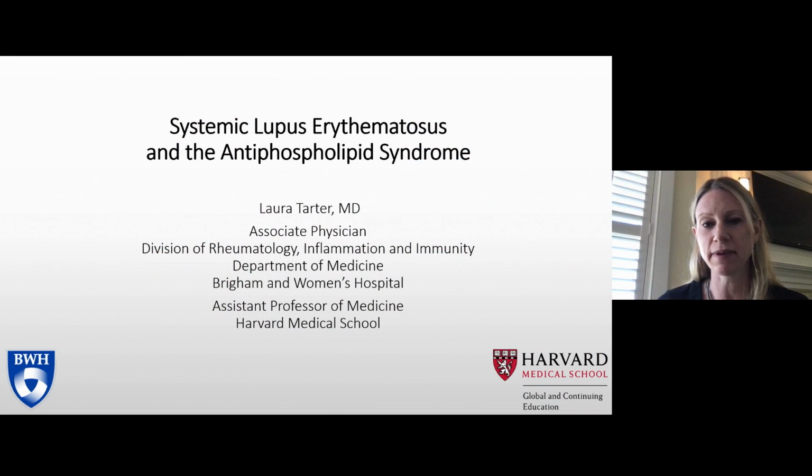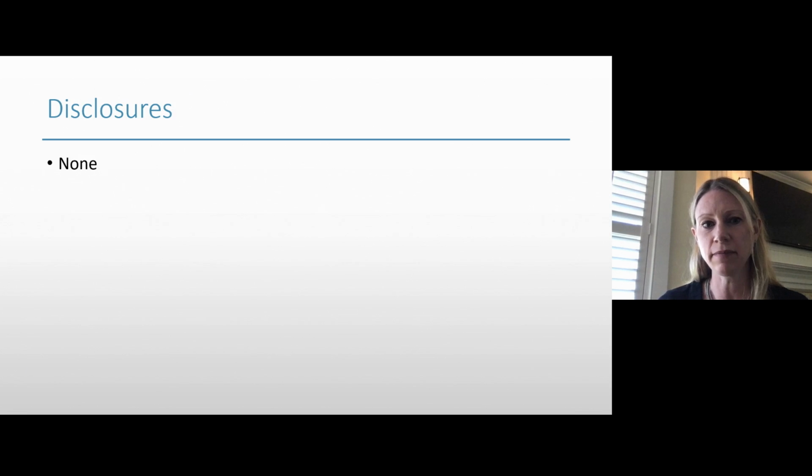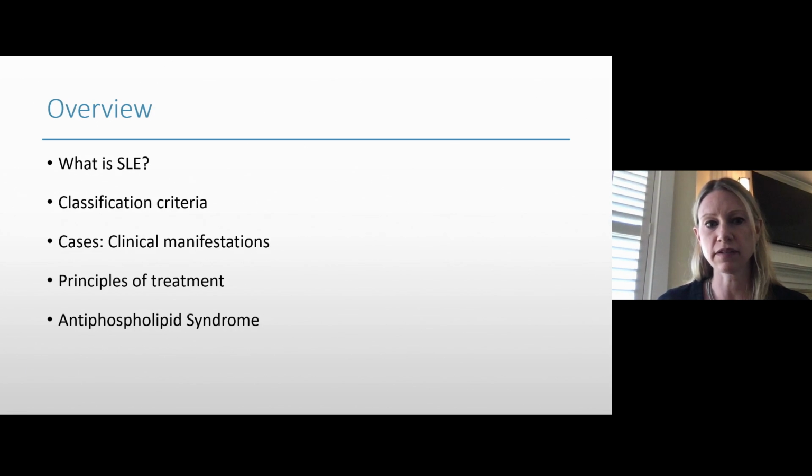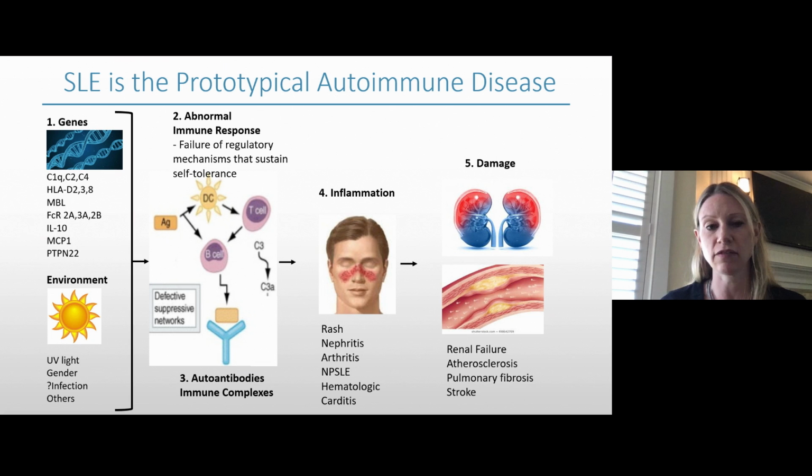So our first topic today will be SLE and the Antiphospholipid Syndrome. We're going to start with an overview, just briefly, of what is lupus, talk a bit about classification criteria for how we decide if a patient may or may not actually have lupus, and then we'll focus on clinical cases to go through clinical manifestations of this very heterogeneous disease, and then talk about principles of treatment, and then we'll talk about the antiphospholipid syndrome.